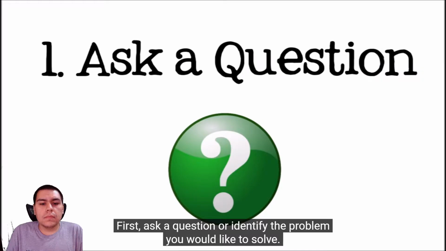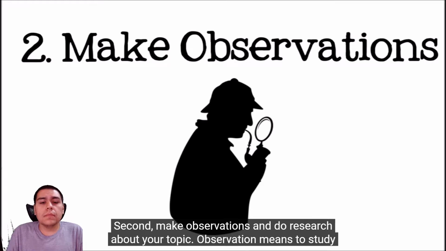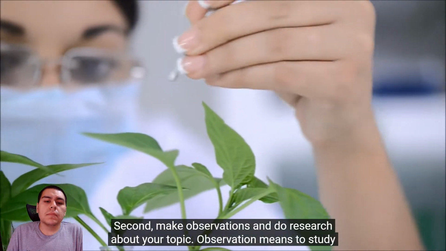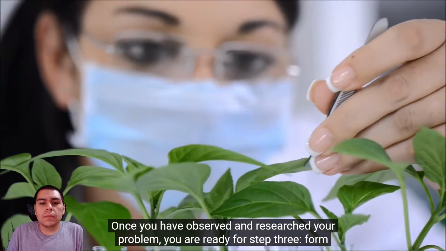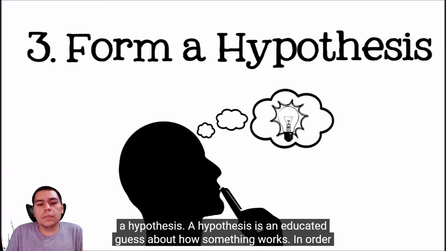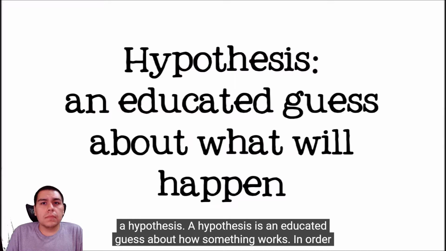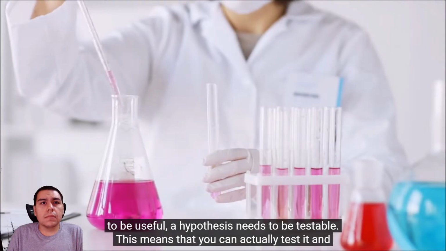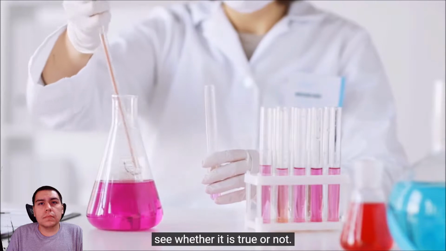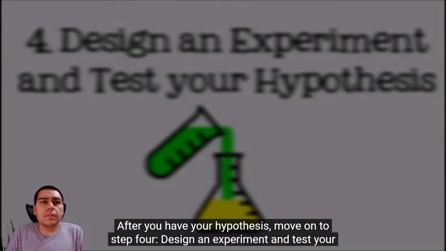First, ask a question or identify the problem you would like to solve. Second, make observations and do research about your topic. Observation means to study carefully. Once you have observed and researched your problem, you are ready for step 3. Form a hypothesis. A hypothesis is an educated guess about how something works. In order to be useful, a hypothesis needs to be testable. This means that you can actually test it and see whether it is true or not. After you have your hypothesis, move on to step 4.